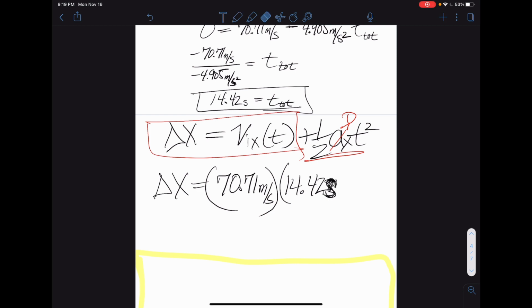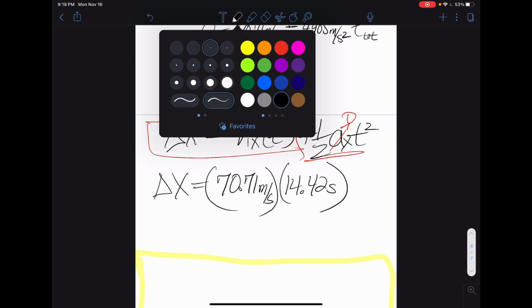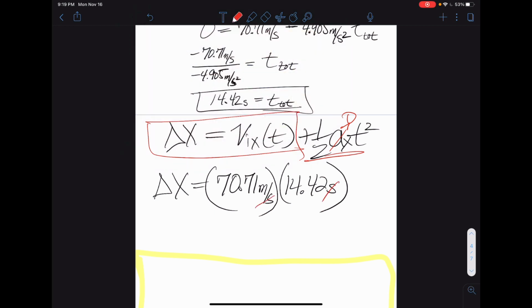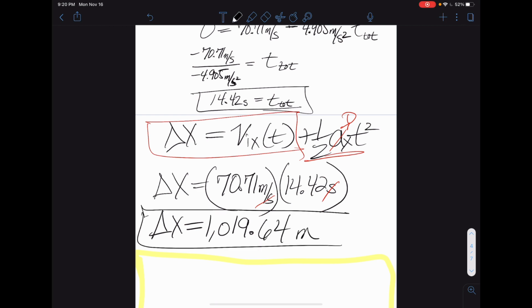That is seconds. Jeez Louise. All right, let me just write that again. Okay, so we can see then that the seconds are going to cancel, and we're left with 14.42 times 70.71, which is equal to 1,019.64 meters. And that is my range.